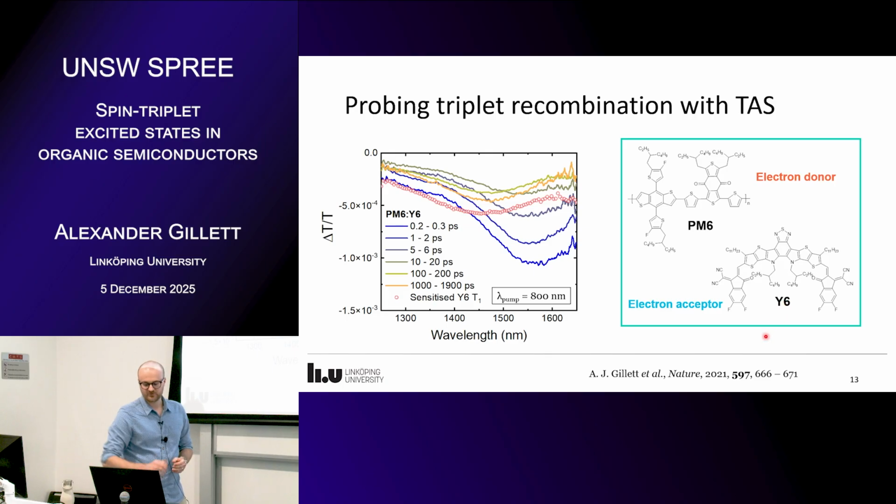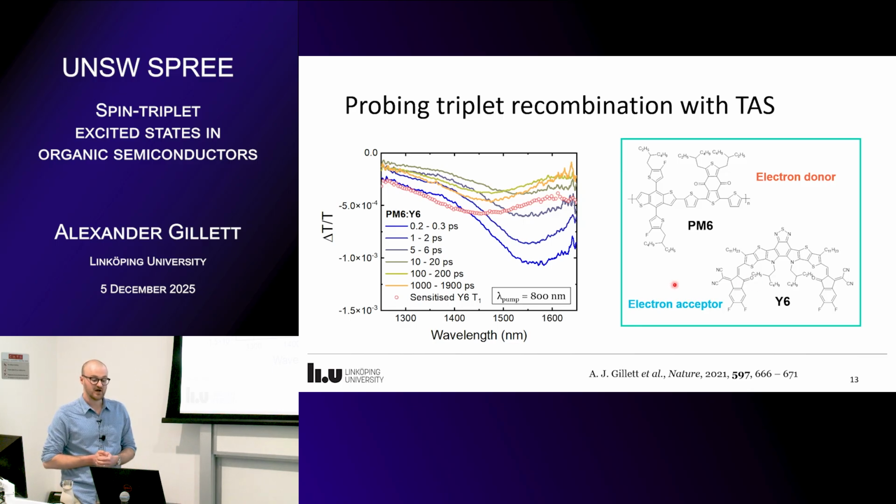So one of the things we do a lot, at least back in Cambridge when I was there, is transient absorbance spectroscopy. And this is some data taken from my publication in Nature a few years ago now. Amongst other things, we took a combination of this electron-donating polymer called PM6 and this electron-acceptor molecule called Y6, which at the time was very new, but is now a very classic benchmark system in the field.